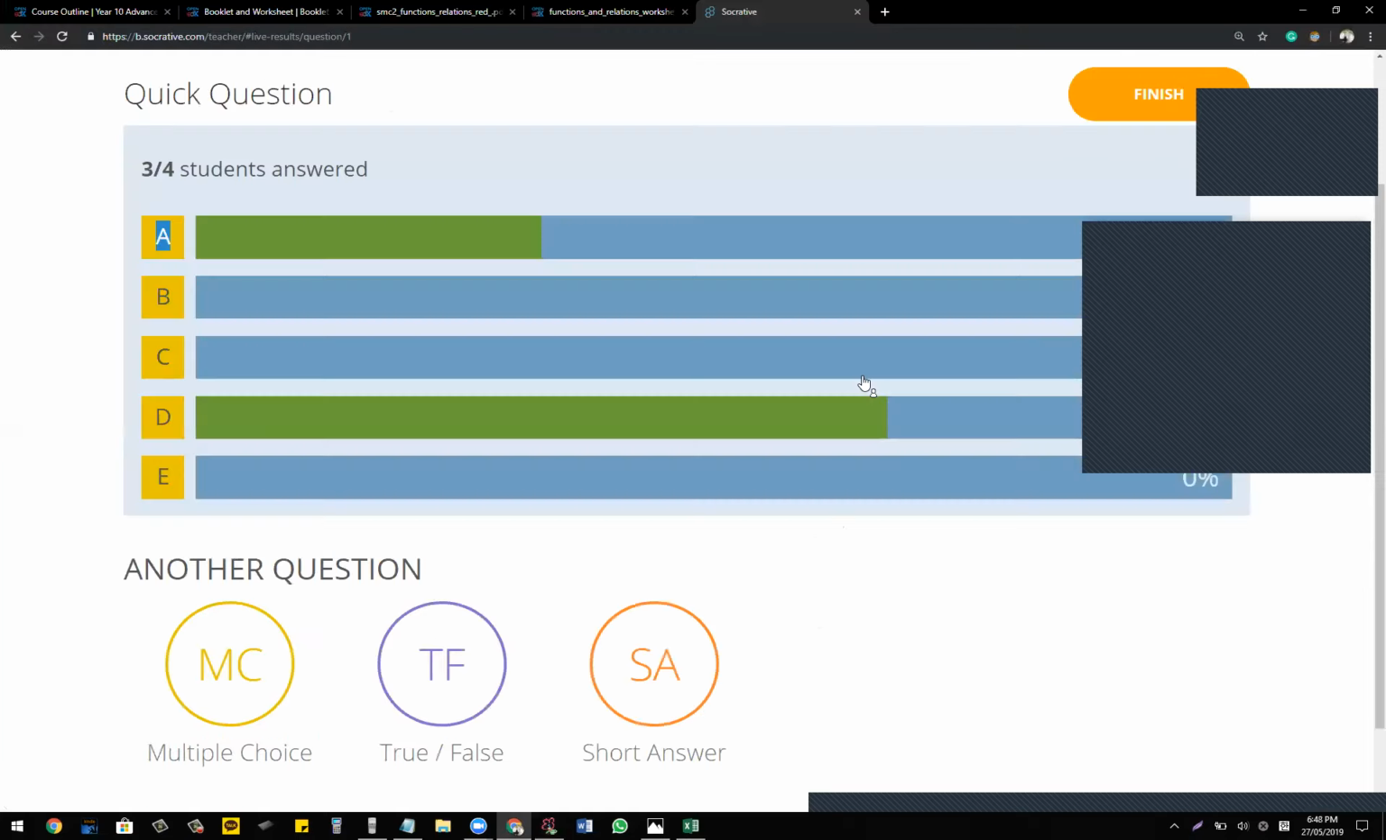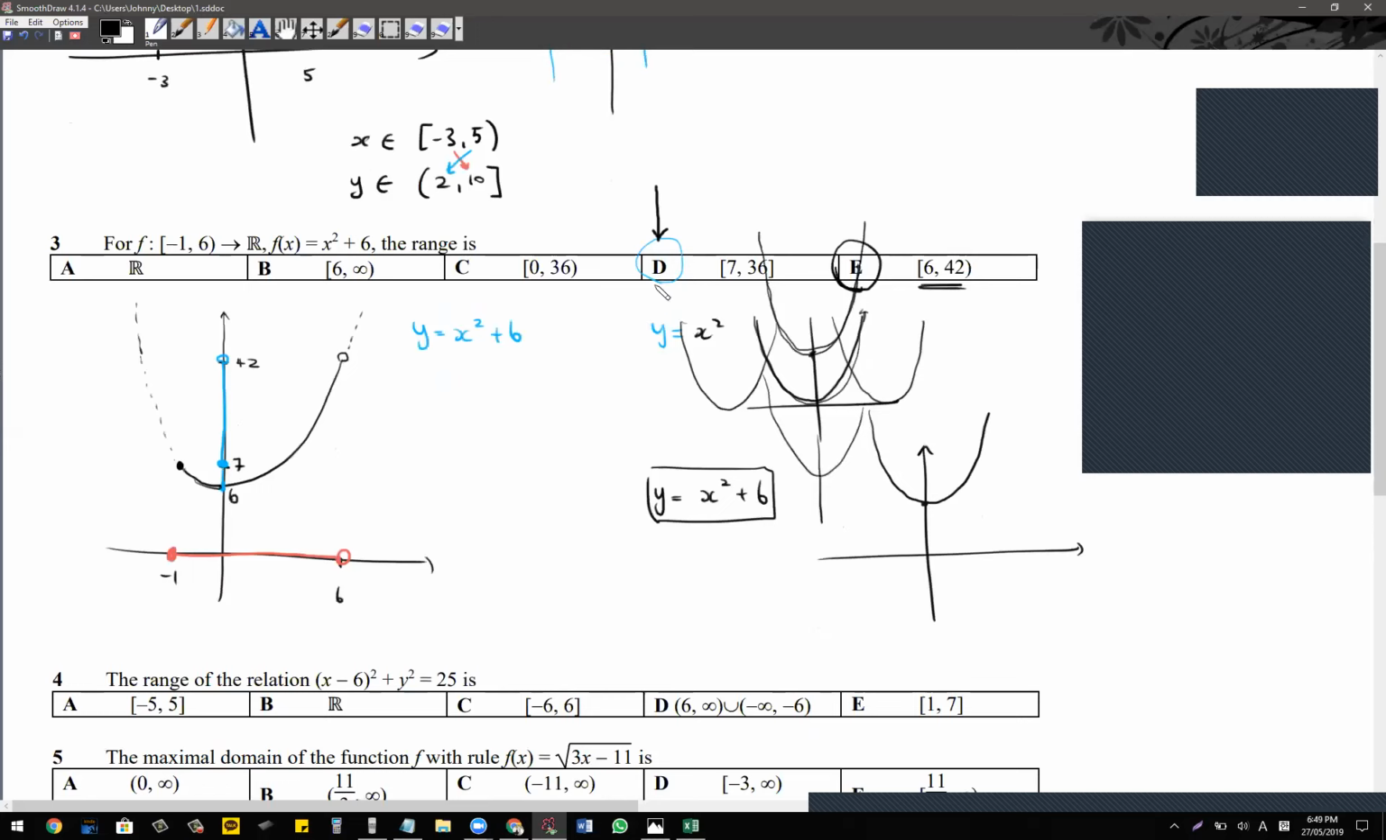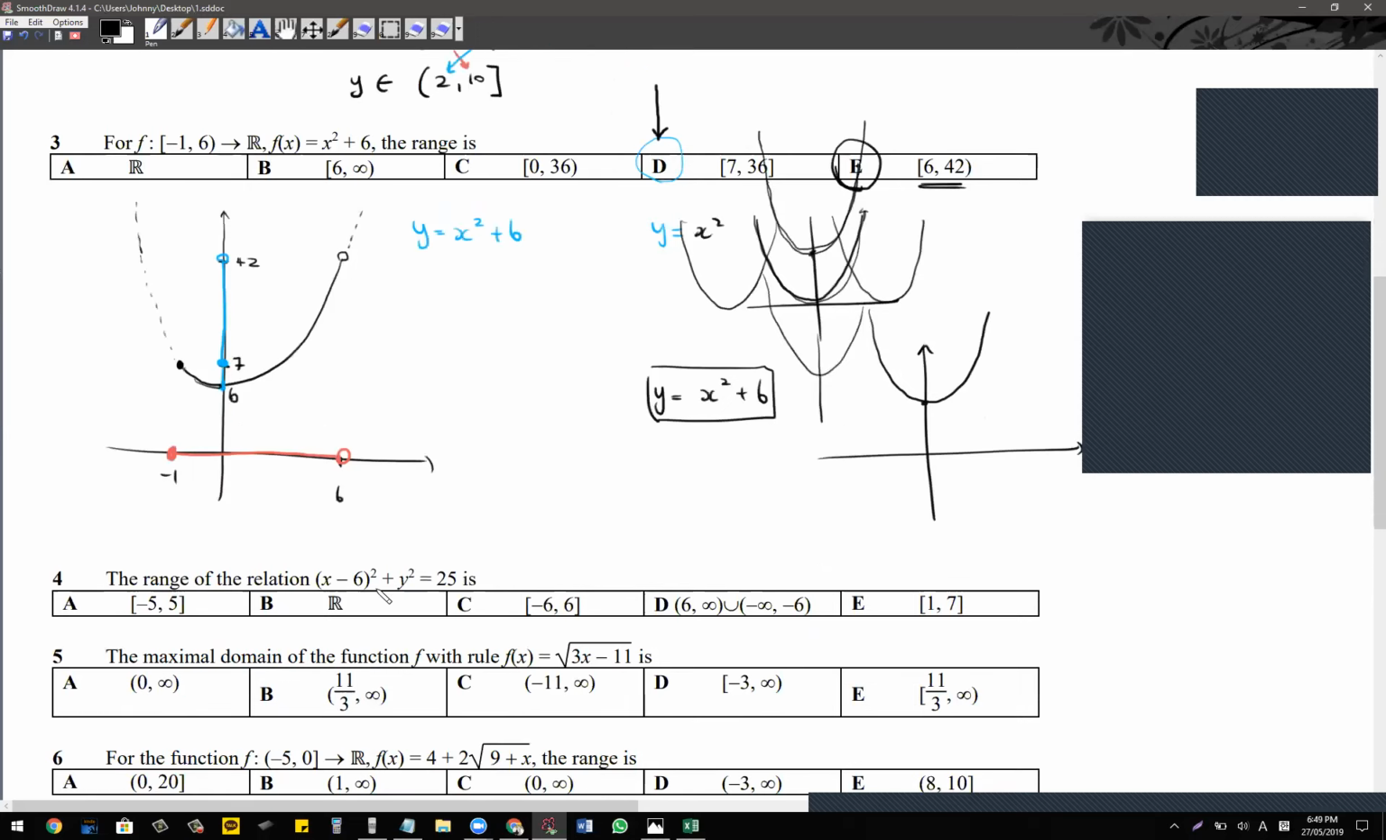So actually no one went for E. Yeah, so does everything make sense? There to there, not from there to there, okay? But yeah, if you still got D there, that means that you know what's going on, and at least you know the procedure of working it out.